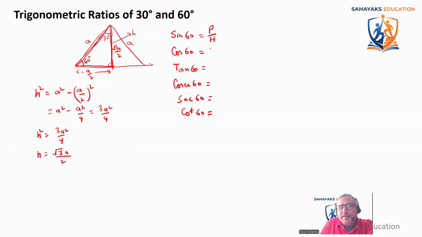Okay, now we know, first writing it, sine is perpendicular by hypotenuse. Cos is base by hypotenuse. Tan is perpendicular by base. And the rest are the opposite of it. So cosec is h by p, sec is h by b, and cot is b by p.